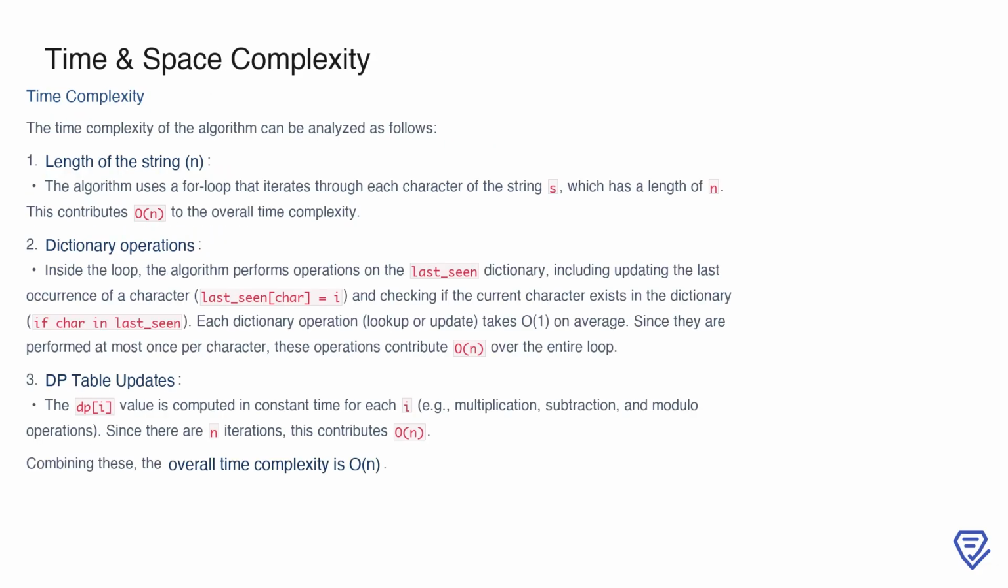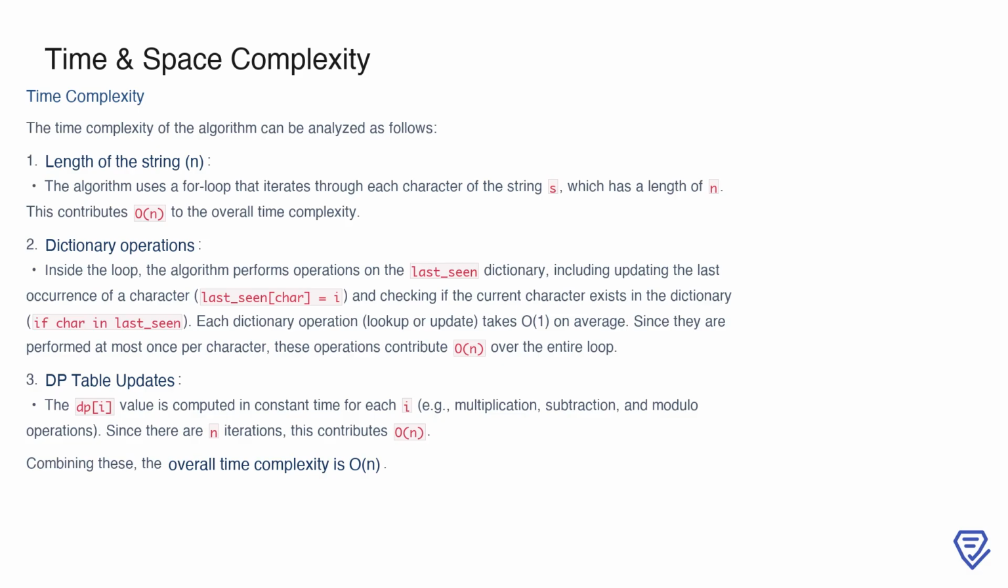To analyze the time complexity of the algorithm, we start by noting that the main for loop iterates through each character of the input string, which has a length of n. This iteration contributes O(n) to the overall complexity. Then, we have operations on the last_seen dictionary, such as updating the last occurrence of a character or checking if a character exists in the dictionary. These dictionary operations, like lookups and updates, are performed in constant time, O(1) on average, and since each character is processed once, this adds another O(n).